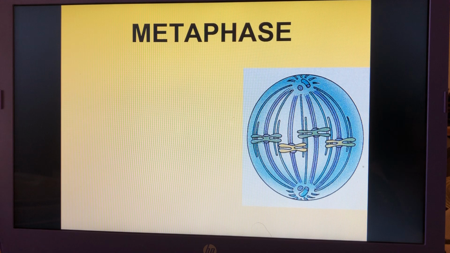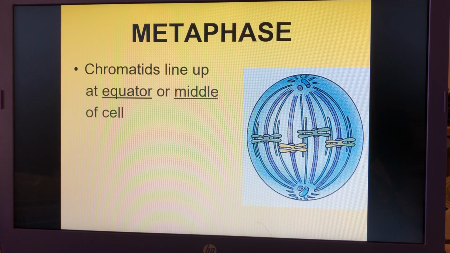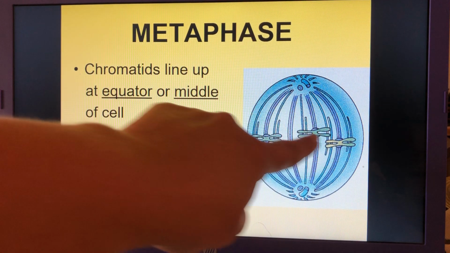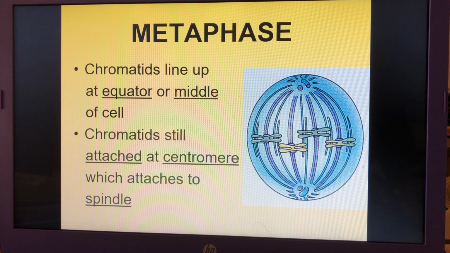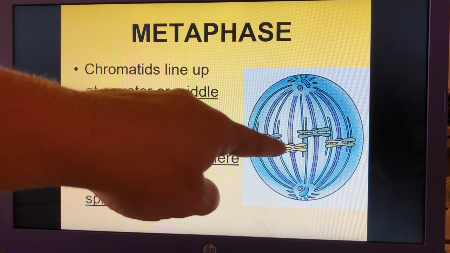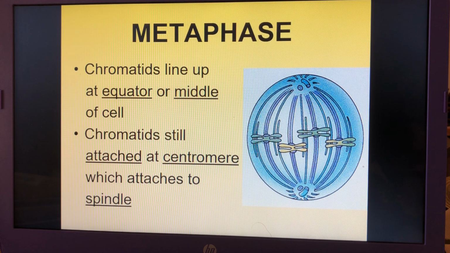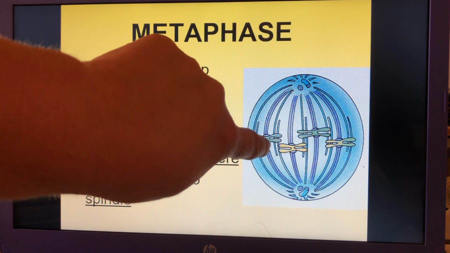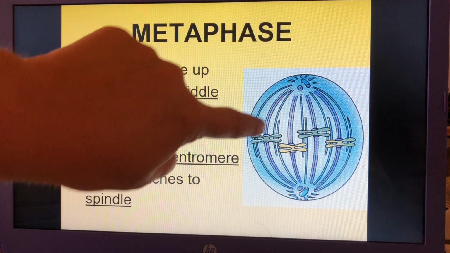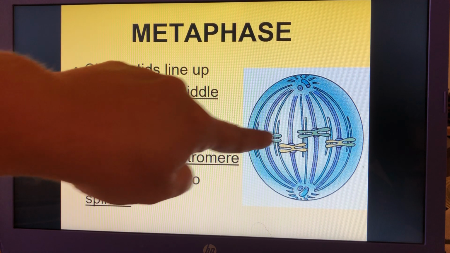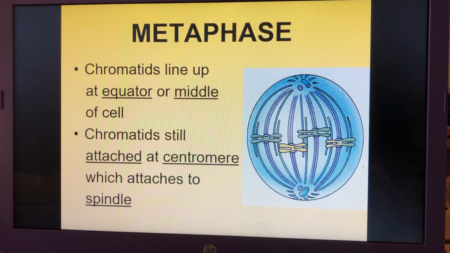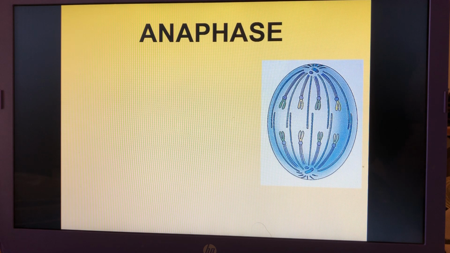So it's getting ready to start to what we call line up in metaphase. The chromatids line up at the equator of the cell, or the middle of the cell. The chromatids, those rod structures of the chromosome that we were talking about, are attached to the centromere, that middle part, which attaches to these spindle fibers. So the spindle fibers are attached to the centromere, and these chromatids are lined up in the middle, getting ready to pull apart in anaphase.